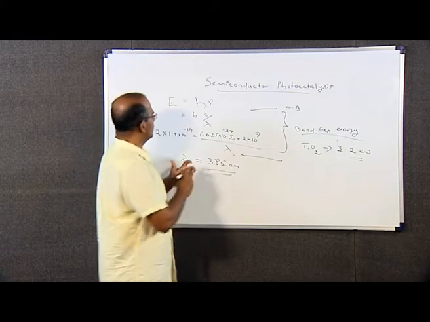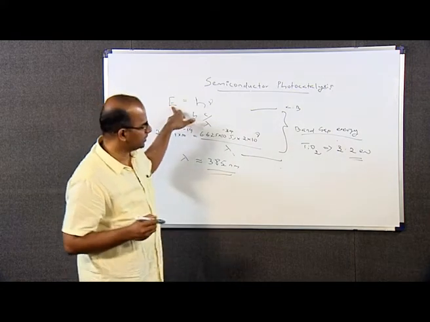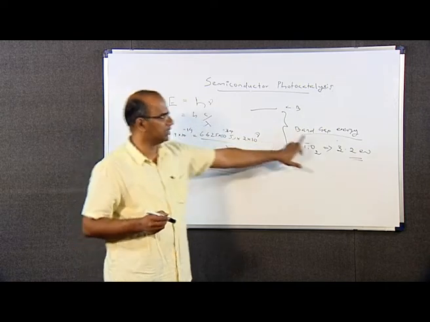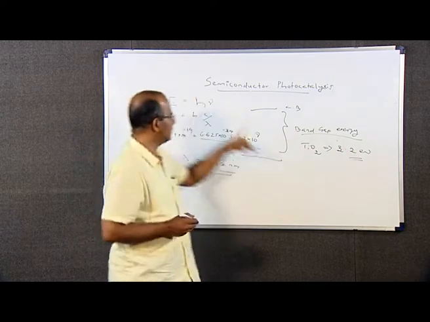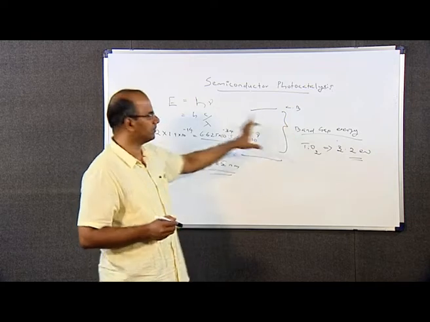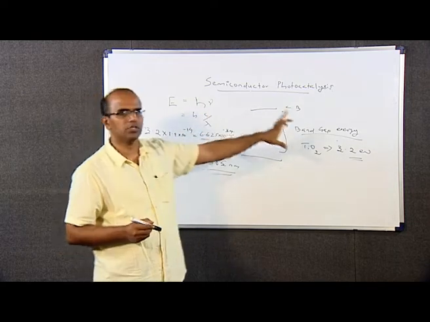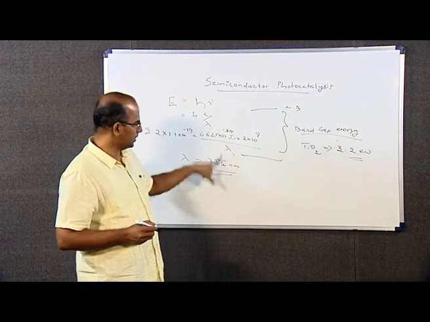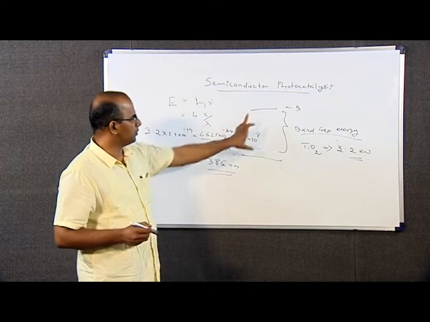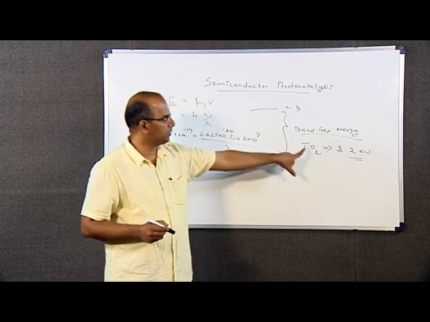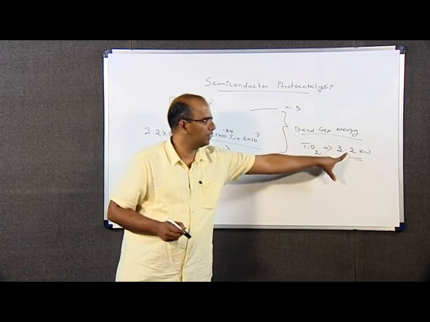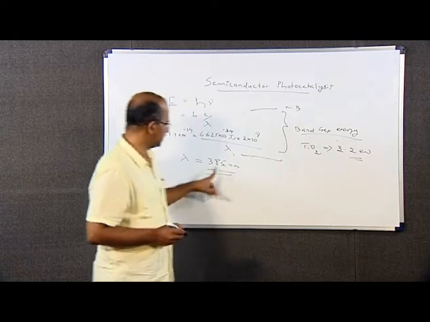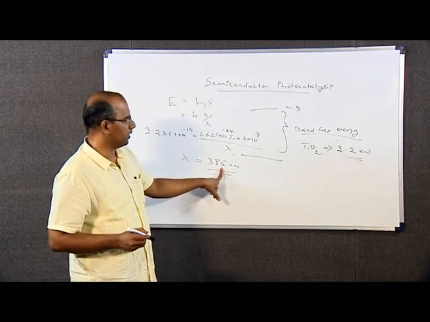All these are fixed quantities. The band gap energy for a particular semiconductor is fixed, 3.2 electron volt, h is Planck's constant, it is fixed, c velocity of light is also fixed. Only the variable is the lambda. You can calculate that lambda. If you calculate the lambda for a particular semiconductor TiO2 having 3.2 electron volt, it will come to 385 nanometer.